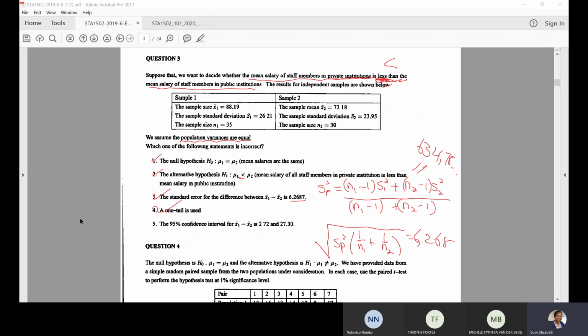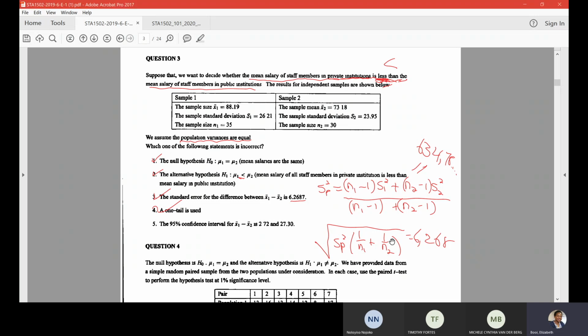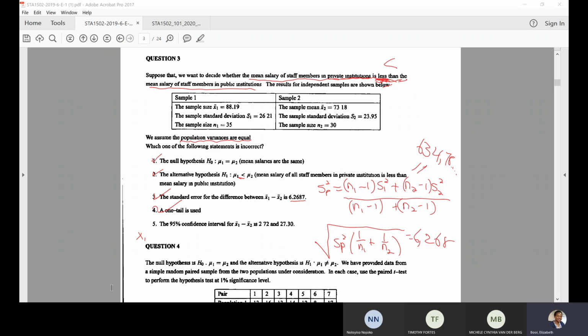So since we know that options number 1, 2, 3, and 4 are correct, we don't even have to go and do the confidence interval calculation. Otherwise, you can go look at the confidence interval. The formula to do that will be your mean. Is it mean 1 or mean 2? Mean 1 minus mean 2 plus or minus the critical value of alpha divided by 2, times the standard error.